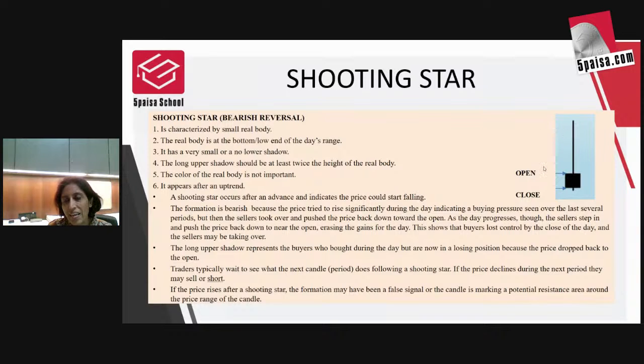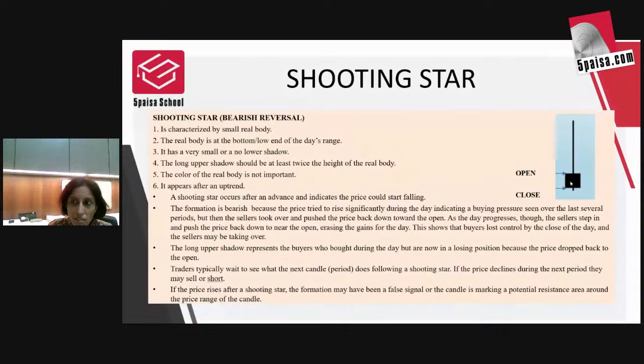So this is a picture of a shooting star. And as you can see, a shooting star indicates a bearish sentiment. So how will you identify a shooting star? As you can see in this picture, it is characterized by a small real body. And why a small real body? Because the difference between the opening price and the closing price is comparatively less. But the closing price is below the opening price, which indicates that the market for that particular day is bearish. So essentially it is indicating that a bearish reversal is likely to happen.